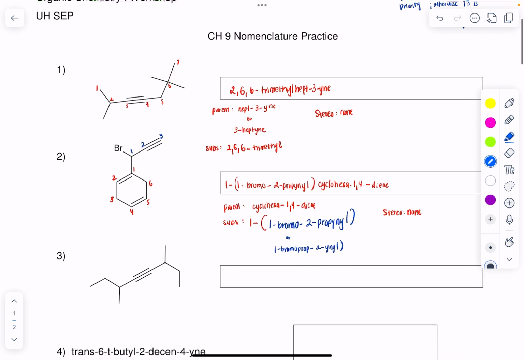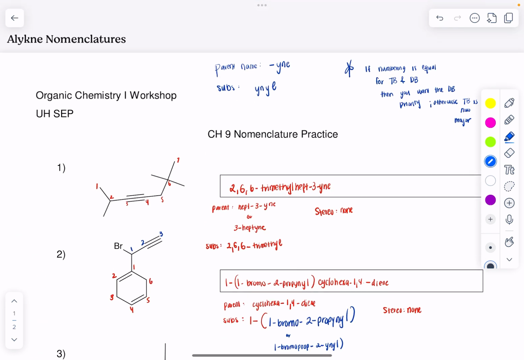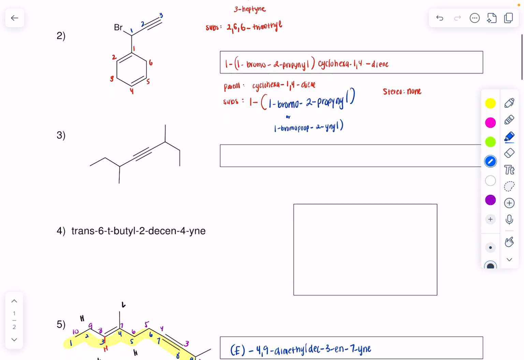So I hope this helped. That's literally all the alkyne nomenclature you need to know. And then if you have any questions, please let Chet or me know, and make sure to continue working on your reactions.